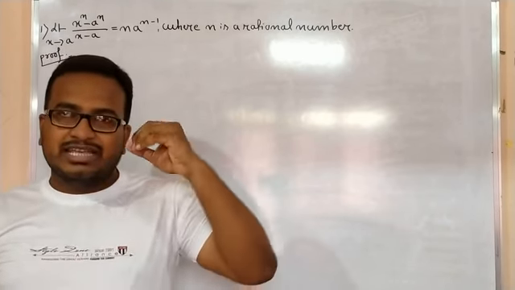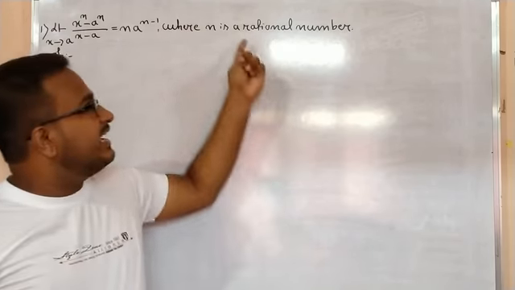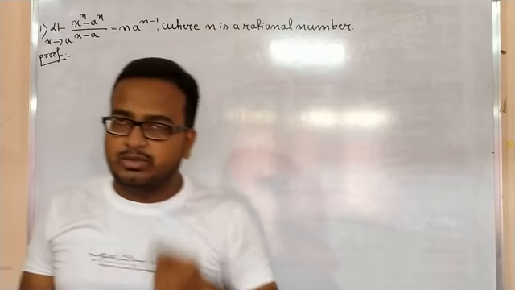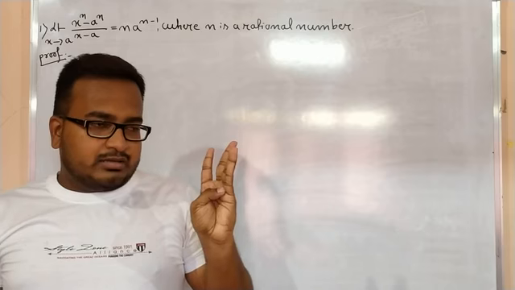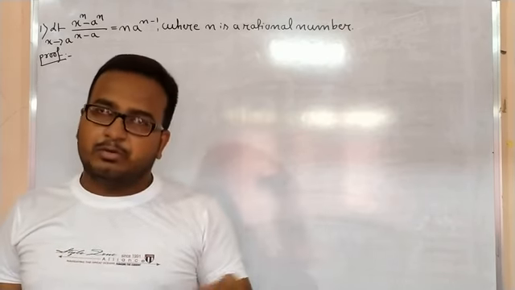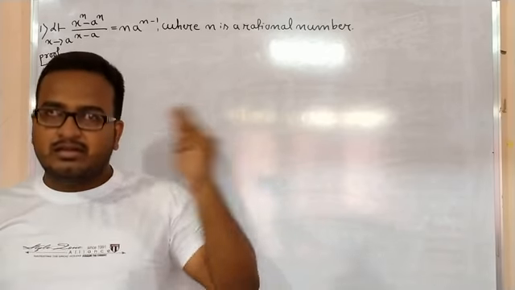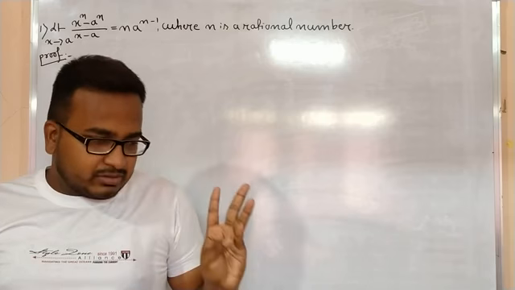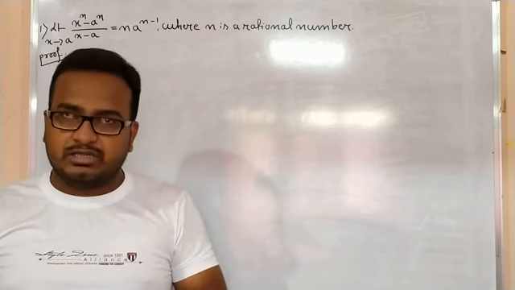Okay, हमें कुछ cases consider करना पड़ेगा. पहला केस क्या हो सकता है? ये n 0 भी हो सकता है because we know 0 is also a rational number, right? The next case may be this n is a positive integer, right? Because every positive integer is also a rational number. Again, we consider this n is a negative integer because every negative integer is also a rational number.